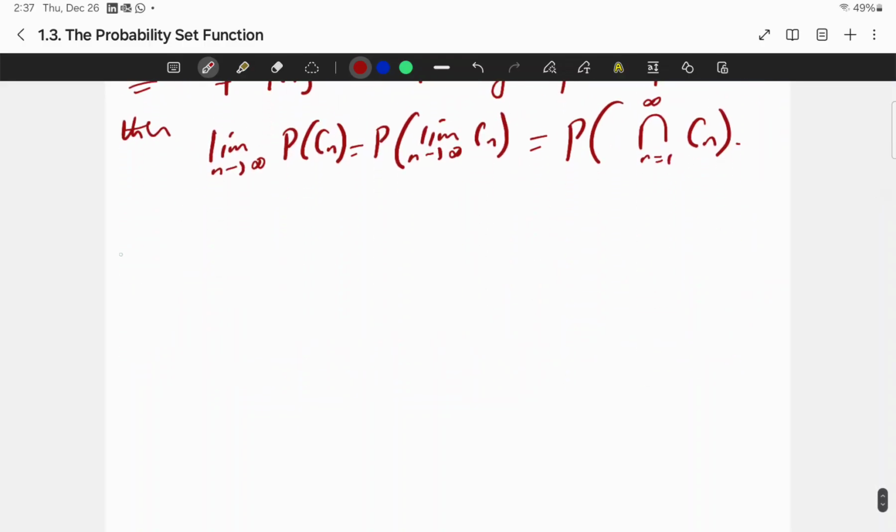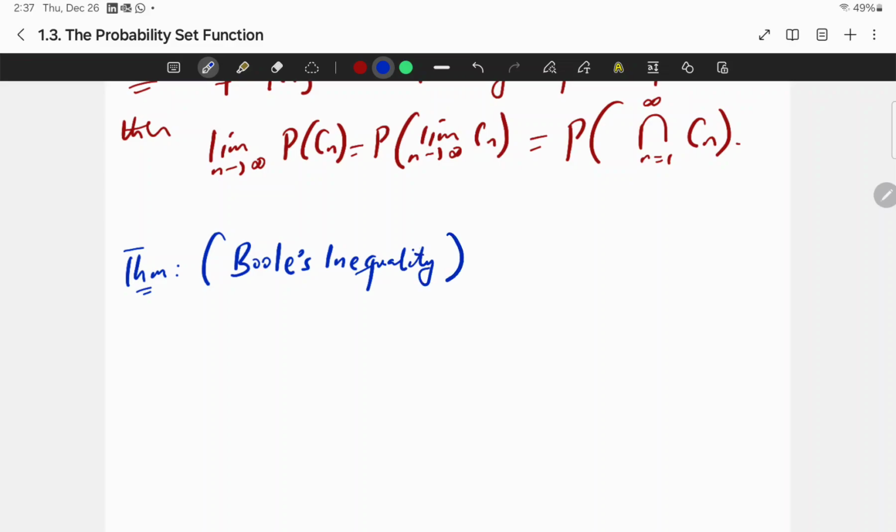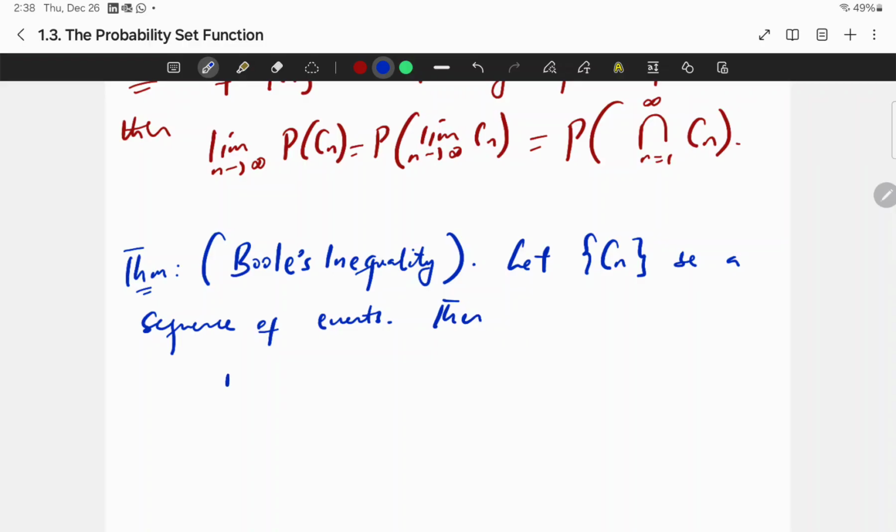Then after that we have what's called Boole's inequality. We can let Cn be a sequence; we don't know if it is increasing or not. Then the probability of the union of the Cn is less than or equal to the sum of the probabilities.